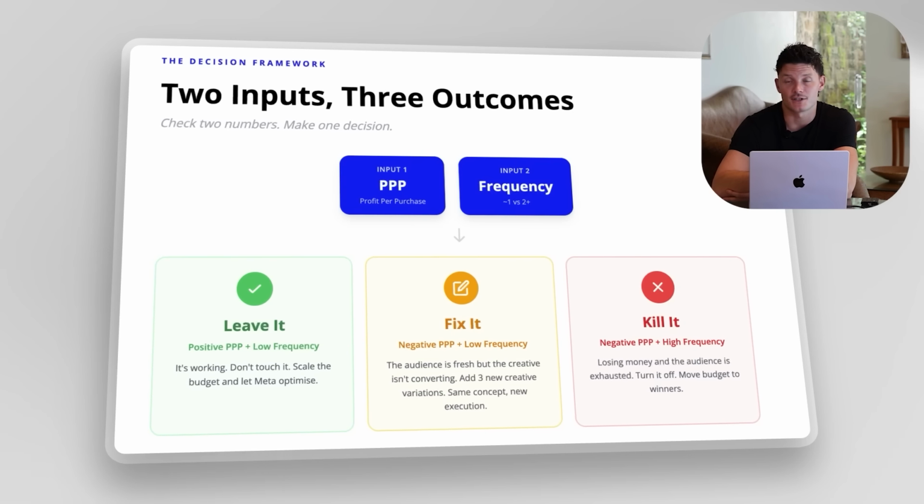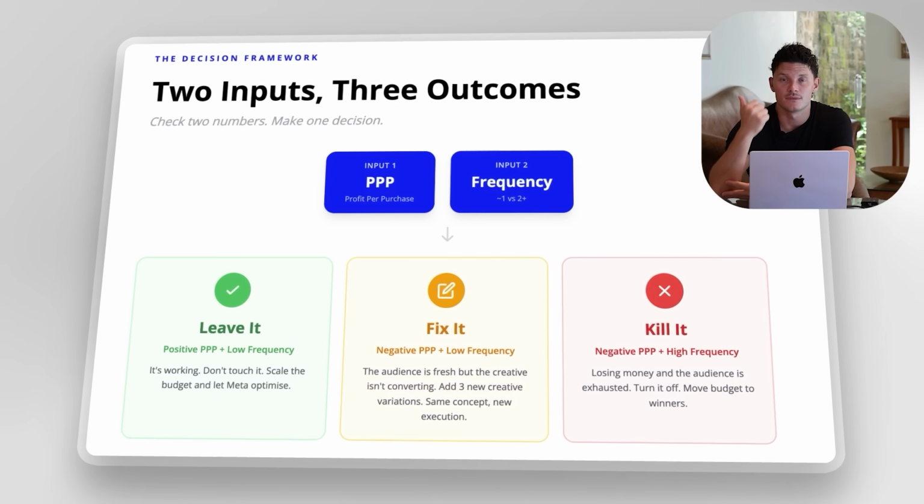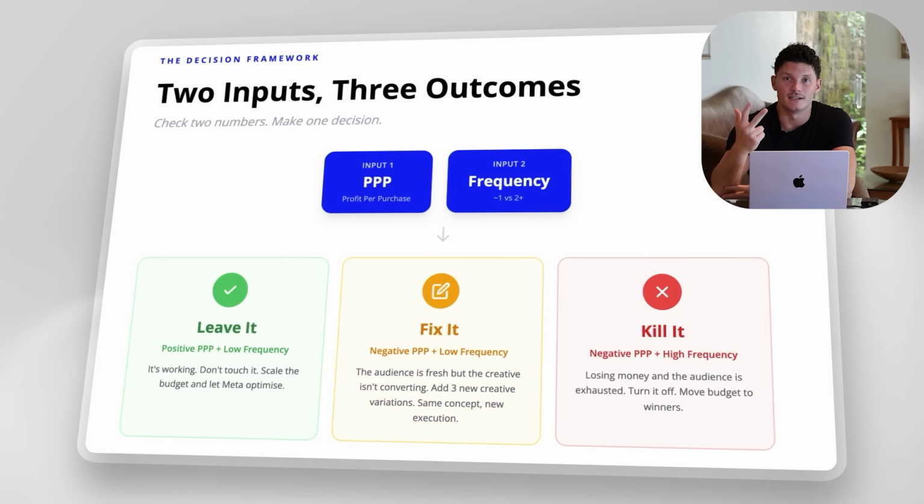So your campaign's running, maybe it's working, maybe it isn't, maybe you have no idea. But deciding what to do with an ad is actually very simple. Two numbers tell you more or less everything you need to know to optimize your ad account: profit per purchase and frequency. Profit per purchase tells you whether the ad should live, whereas frequency tells you if the audience is exhausted. Together, they determine three actions: either leave it, fix it, or kill it.